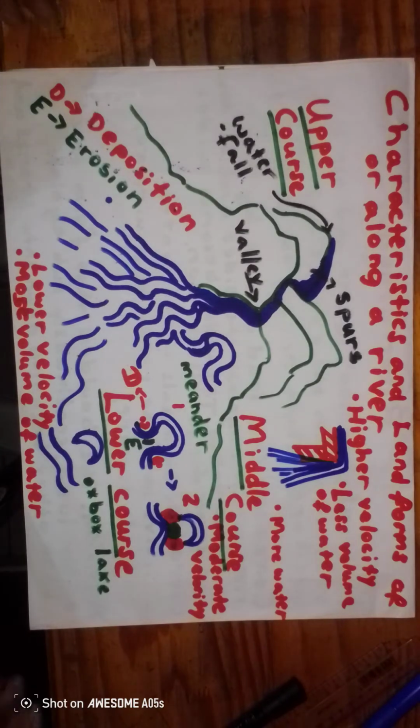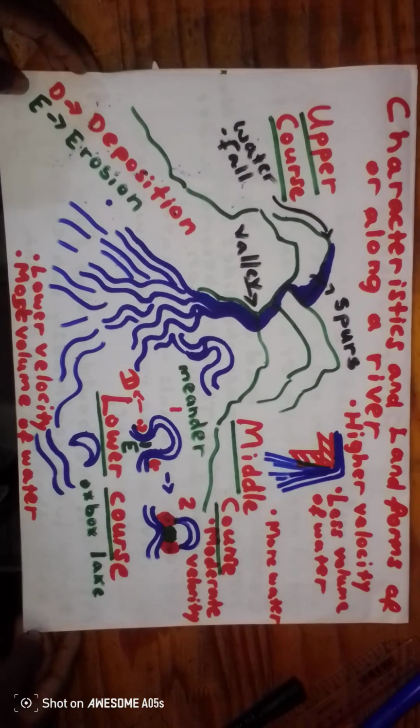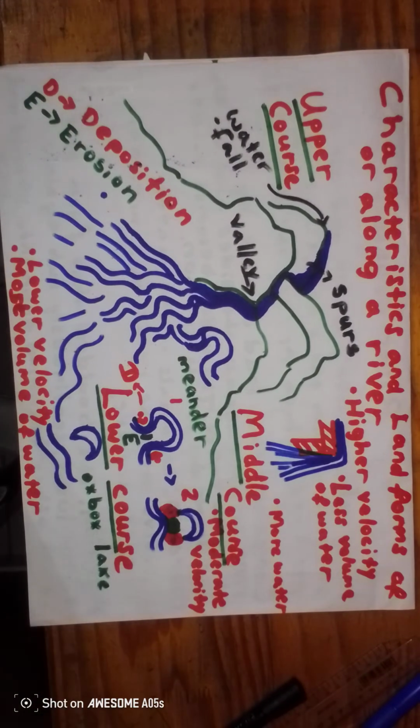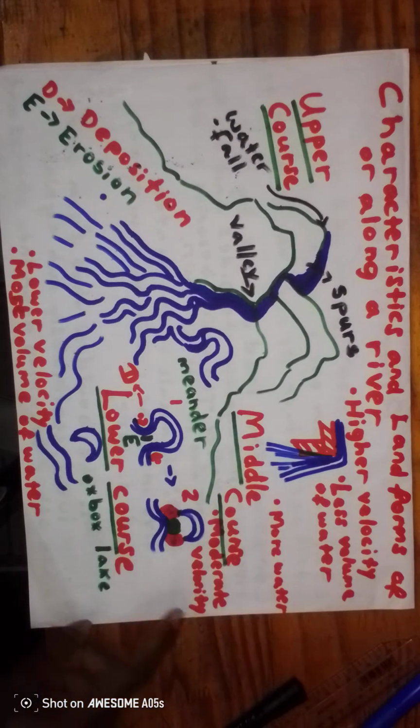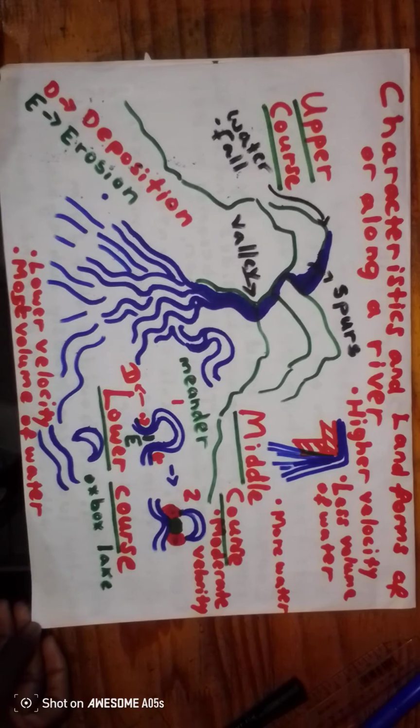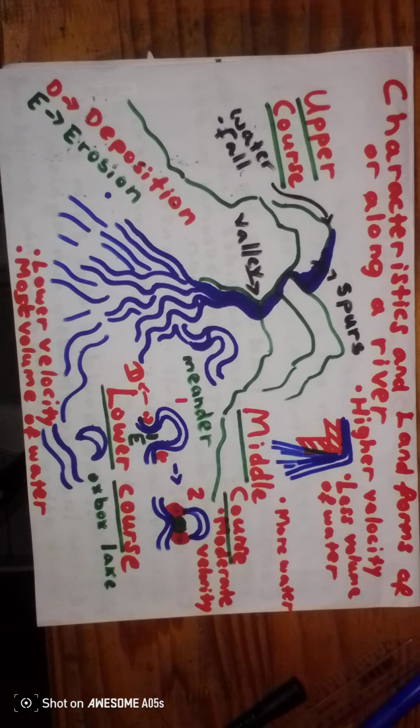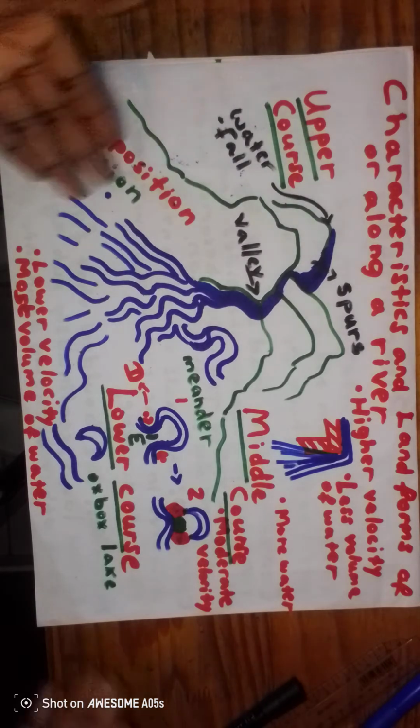Moving on to the next part of the lesson, we will look at the characteristics and landforms along a river. As you can see, we have the upper course, middle course, and lower course right over here. Every river goes through these three stages: the upper course, the middle course, and the lower course.